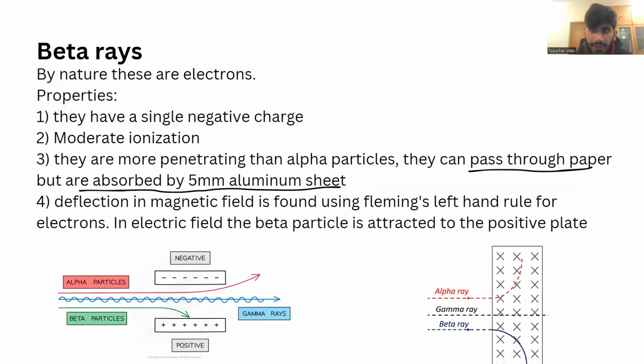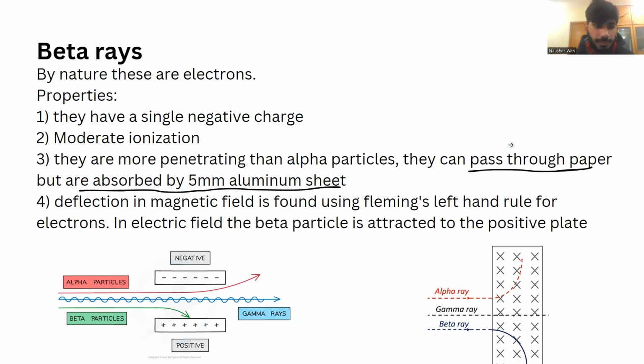So they're not as good at ionizing any particles as the alpha rays. They're not as good as that property that the alpha rays have. Now, thirdly, they are more penetrating than your alpha particles. So they can easily pass through paper, which alpha particles weren't able to do. And they are absorbed by 5 millimeters of aluminum sheet. So if I pass beta rays through 5 millimeters of aluminum sheet, they won't actually cross to the other side. They'll simply be absorbed by that aluminum sheet. Now, clearly, this is more penetrating than your alpha rays. So your beta rays can travel further in air, and they can also pass through paper, which alpha rays couldn't do.